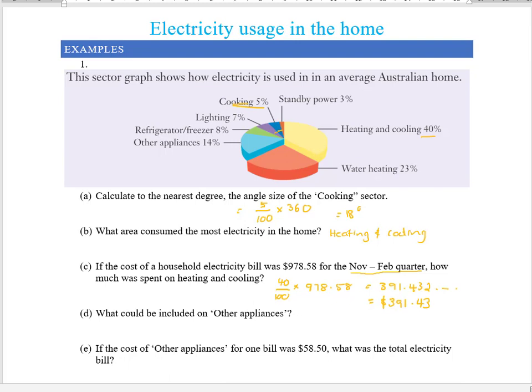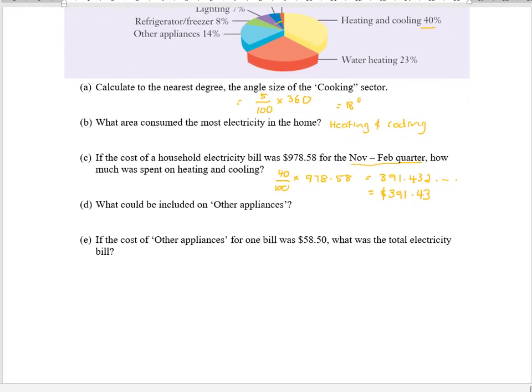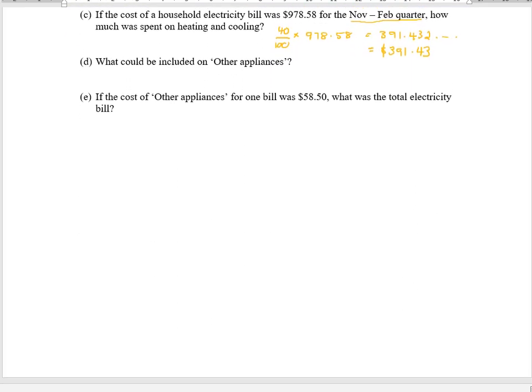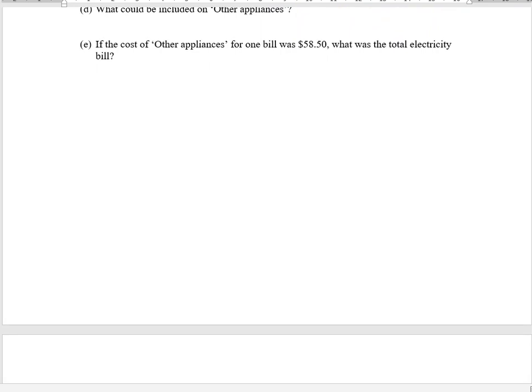The next question is, what could be included in other appliances? Well, other appliances could be anything. Dishwasher, iron, TV, anything at all along those lines. Leading us into the last question, if the cost of other appliances for one bill was $58.50, what was the total electricity bill? Well, we know from the graph that other appliances is 14%. So I'm going to say that 14% must be equal to $58.50.